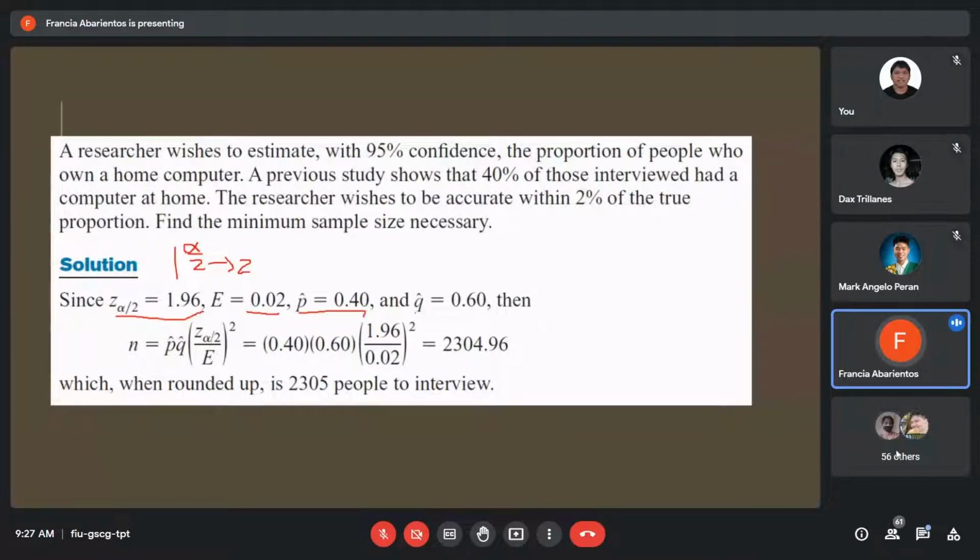Okay. Computing for the sample size, substitute properly. We have now 2304.96. Sabi ko, when computing for the sample determination in a given proportion, you need to round up. Okay? So this is now 2305 people who need to be interviewed. Okay? So that is for the sample size for proportion.